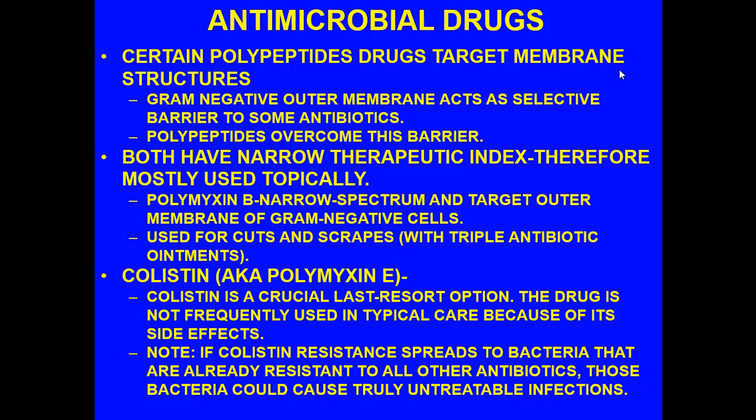Let me start off with the first one, polymyxin B. This is narrow spectrum and targets the outer membrane of gram-negative cells. It's used fantastically for topical use for cuts and scrapes. It's usually together as a triple antibiotic ointment with several other compounds like bacitracin.